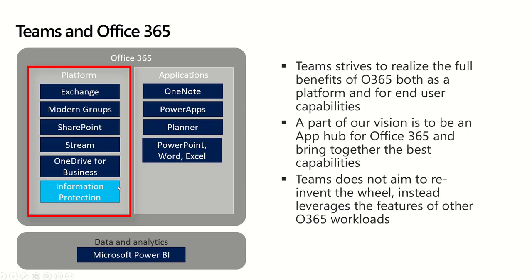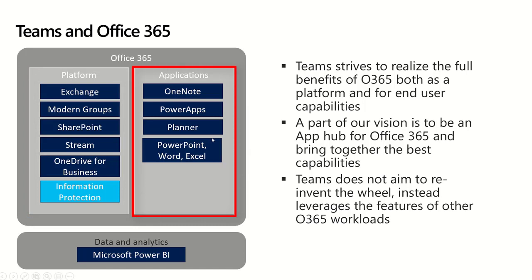The information protection box is what we use for when you have rights protected things, when you want to make sure that nobody can copy or paste content. We integrate with the information protection services of Office 365. The applications over on the right are what you'd expect. It's OneNote, Power Apps, Planner for managing tasks and projects, but also, of course, Word, PowerPoint, and Excel. And down at the bottom, we also integrate with Microsoft Power BI for data and analytics.